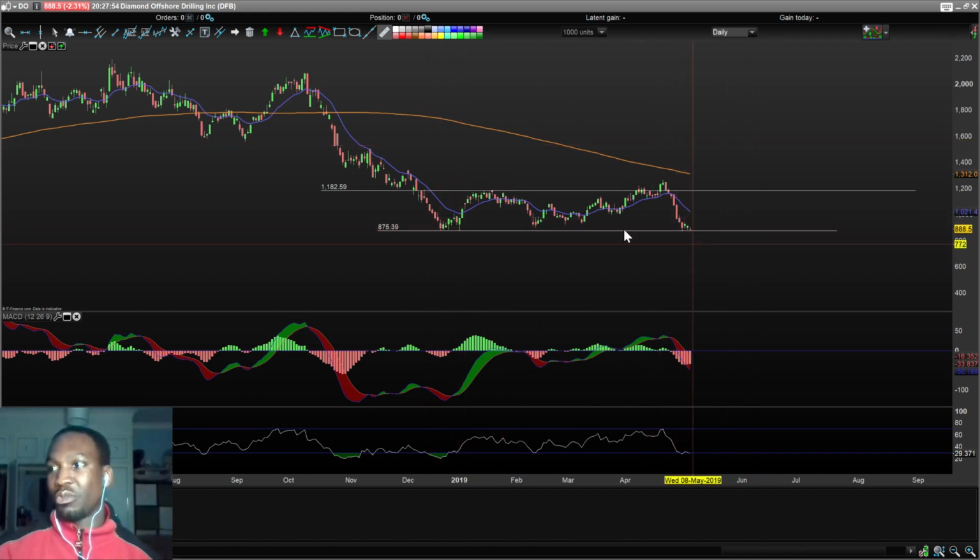If it breaks out of the support line, then I'll just ignore this trade and maybe move on to something else. But if it starts to climb up, then maybe there's a potential to ride it up to the resistance line.